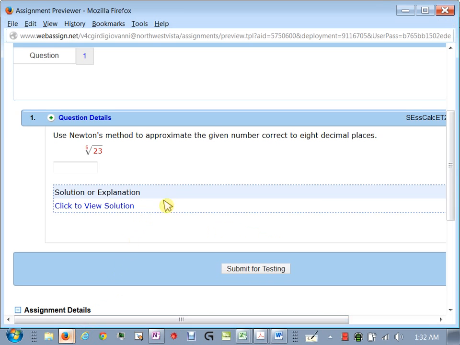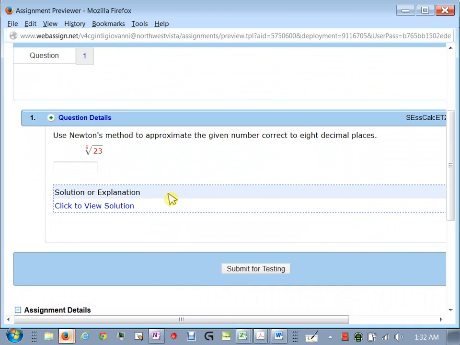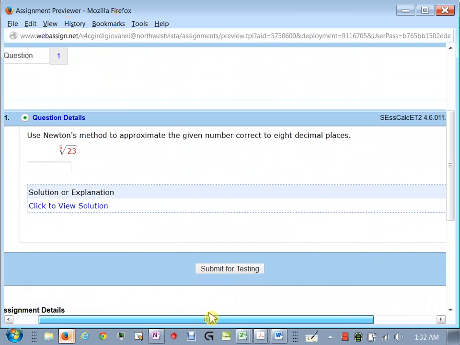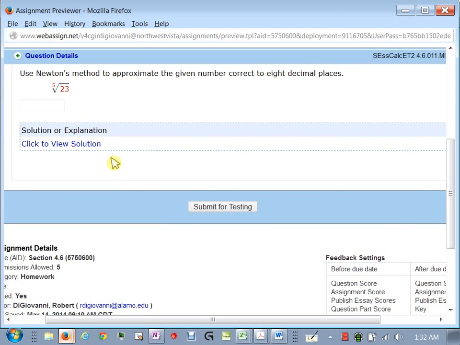Okay, I'm going to be taking a look here at the only problem for 4.6. This is not something that I'm going to test you on the final, but it is a method that is used by computers to find solutions to things. So we want to use Newton's method. Now you can go ahead and take a look at the video.